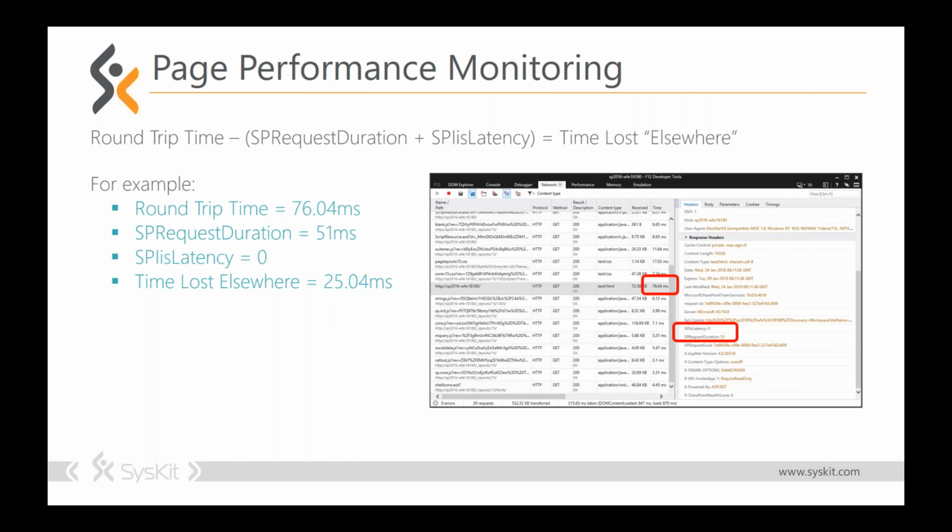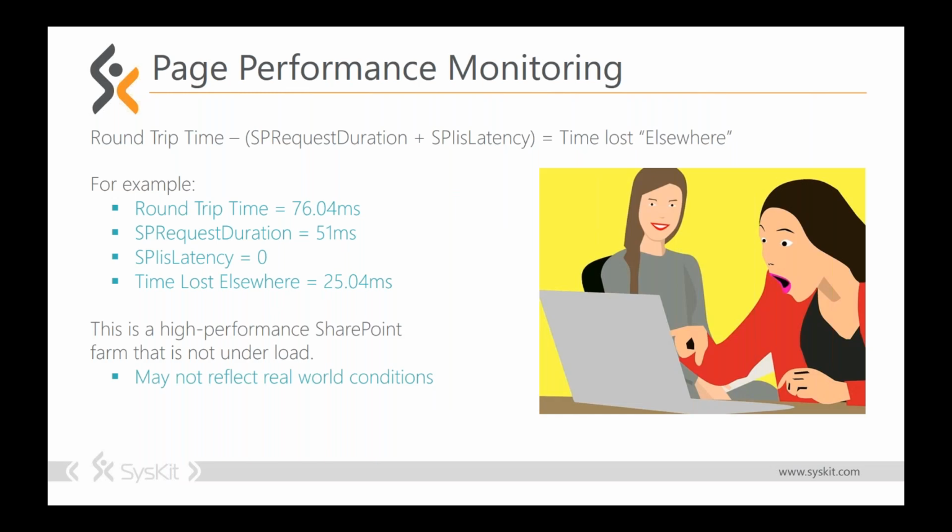In fact, I want to level set appropriately. This is a high-performance SharePoint farm that's not under load at this point. It may not reflect real-world conditions. But if you've got a well-tuned farm and it's doing what it's supposed to, you should see sub-100 millisecond latencies and little time spent on the network. But the reality is sometimes we're not going to have numbers like this.